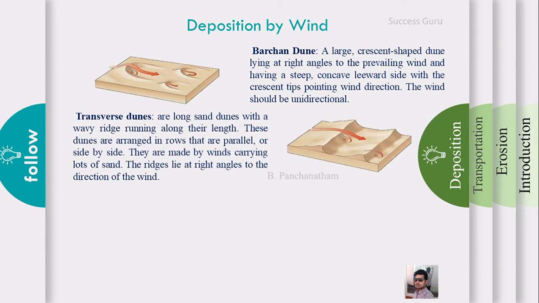The second one is the transverse dune. These are the long sand dunes with a wavy ridge running along their length. These dunes are arranged in a row, parallel or side by side with one another. They are made by the wind carrying lots of sand. The ridges lie at right angle to the direction of the wind.